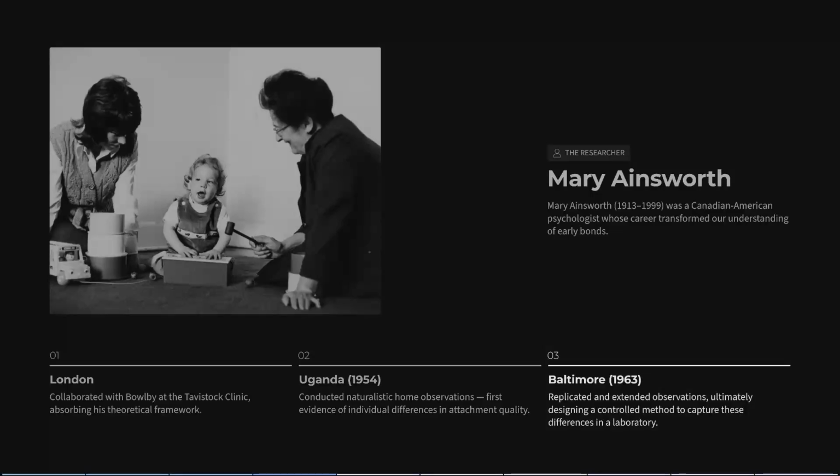Baltimore, 1963. Back in the United States at Johns Hopkins University in Baltimore, Ainsworth replicated and extended her observations. Again, she found consistent individual differences corresponding to caregiver sensitivity. Now she needed a controlled method, something standardized enough to allow comparison between infants, something that would reliably elicit attachment behaviors in a predictable way. The result was the strange situation.